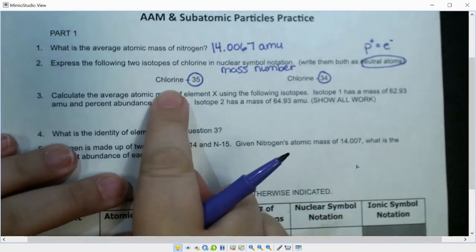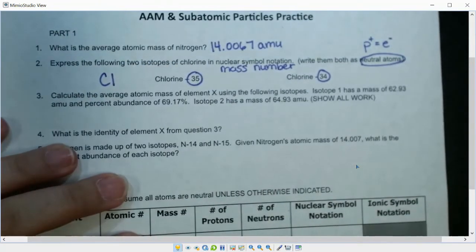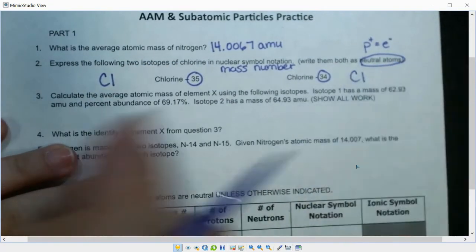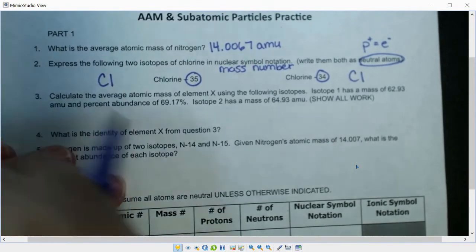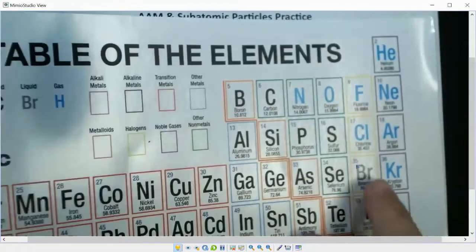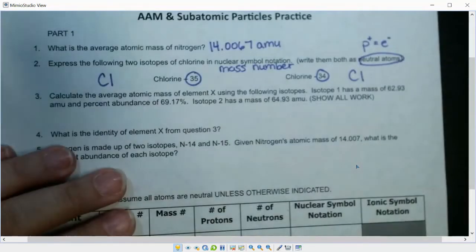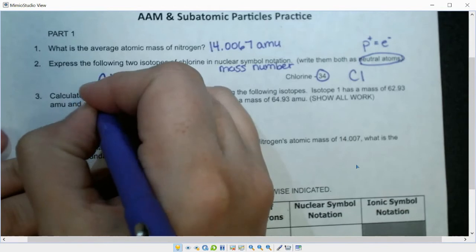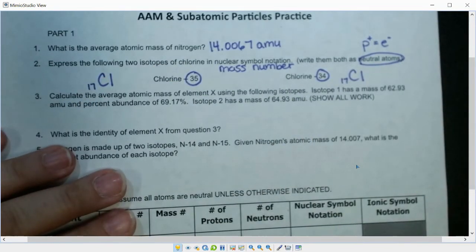So first we find the symbol for chlorine, which is Cl. And then in the bottom left, I put my atomic number, or my number of protons, which is easy because that corresponds to the number on the periodic table. So the periodic table tells us how many protons. So chlorine has 17 protons. So on the bottom left, I put 17. That gives this atom its identity. It's what makes it chlorine.